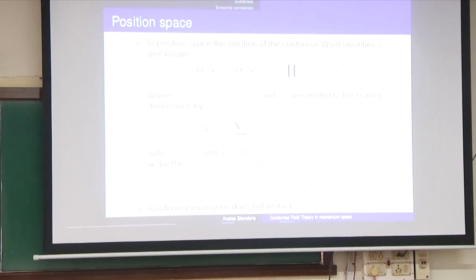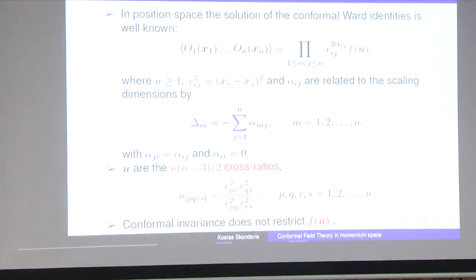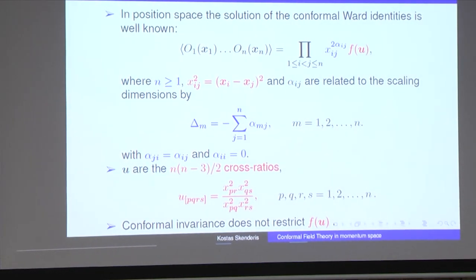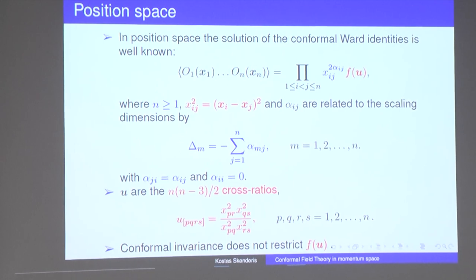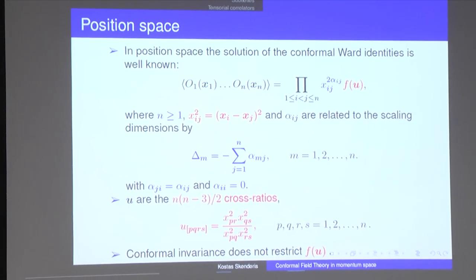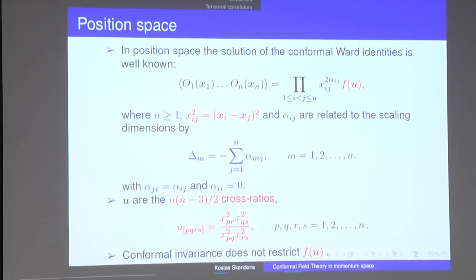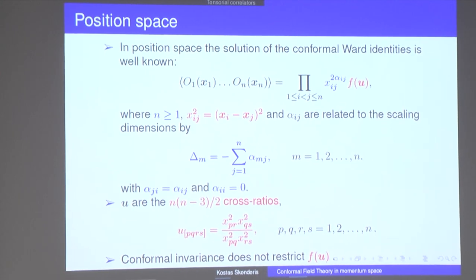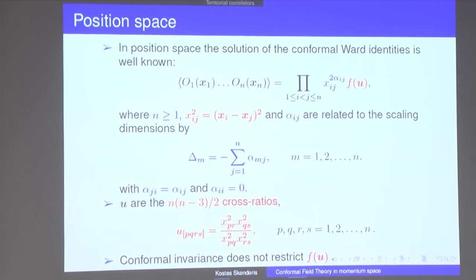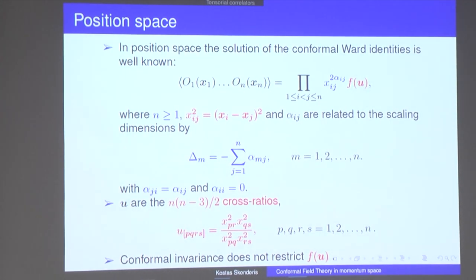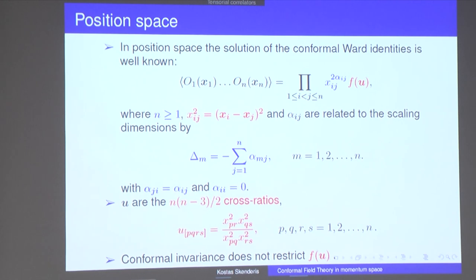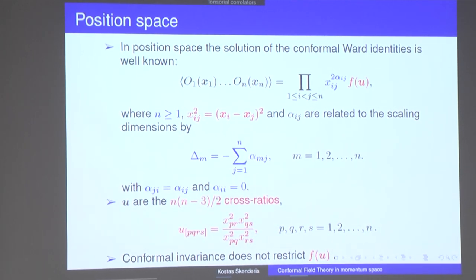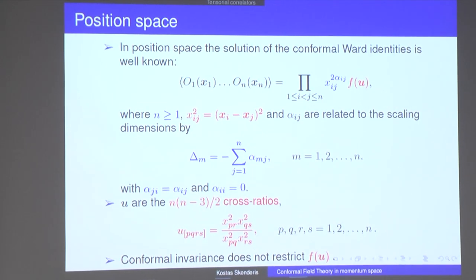Okay, so how do we solve them? Let's start with position space, the results from the 70s. So this is the general answer. And this is composed in a sense of two parts. One part takes care of the dimensions of the operators on the left-hand side, and another part is invariant under all symmetries. So we want something which is Poincaré invariant. Translation invariant means it should only depend on differences, so the x_ij are only differences. It should be Lorentz invariant. This means it should depend on the inner product, so everything should be built from x_ij squared.